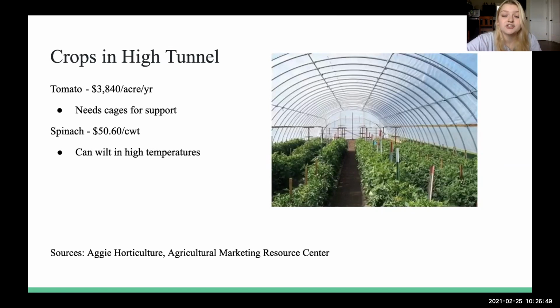Another thing is spinach. In the high tunnel, it's easier to keep it cool and it won't wilt as easily. So these are some things that we were looking at in the high tunnel.